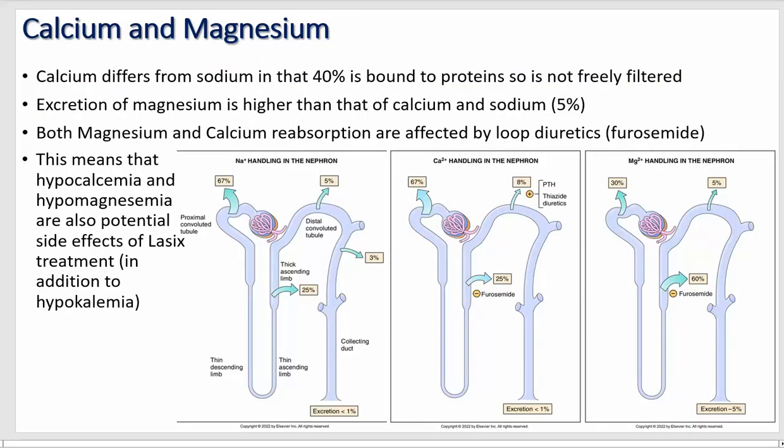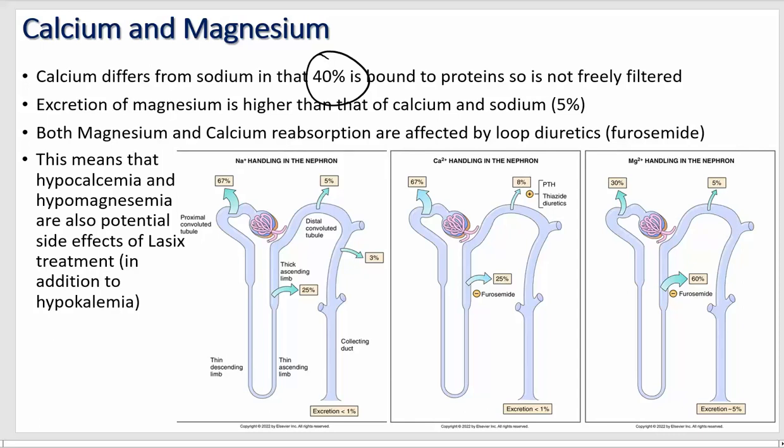All right, so let's look at a couple more things. Calcium and magnesium. We have little figures here that have been showing us our ions and how they're reabsorbed and where. So calcium differs from sodium in that 40% is bound to protein, so it is not freely filtered. We keep saying this is freely filtered. Calcium is an example of something that is not freely filtered, and about 40% of it is tied to proteins, albumin in the blood plasma.